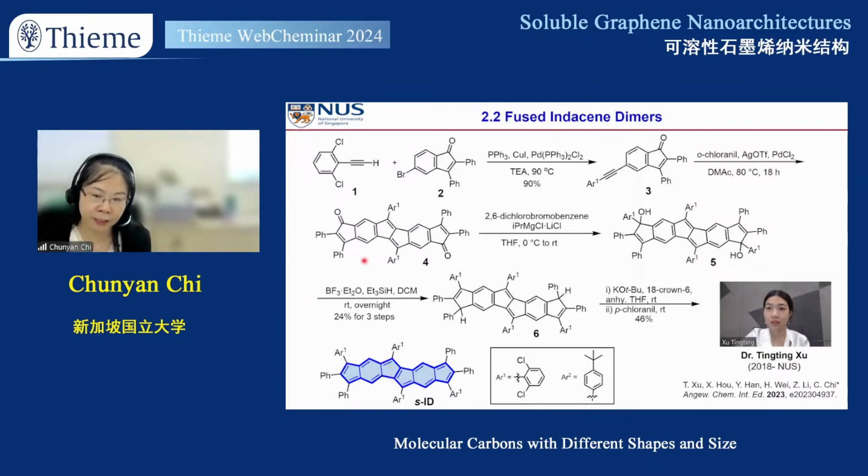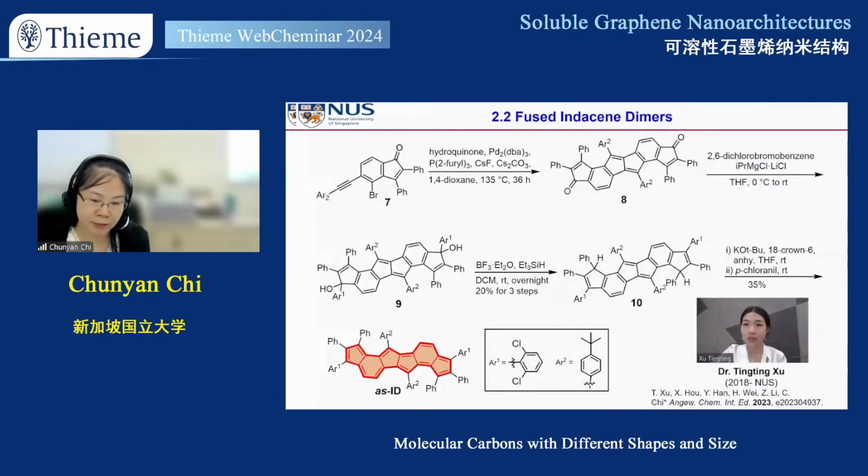We prepared the key intermediate diketone compound 4. The nucleophilic addition of 4 with 2,6-dichlorophenyl magnesium chloride gives a diol intermediate 5. Then 5 is converted to the dihydro compound 6 with boron trifluoride and triethylsilane. Then 6 was treated with potassium tert-butoxide to give a dianion, followed by oxidation with p-chloranil to give the target structure.